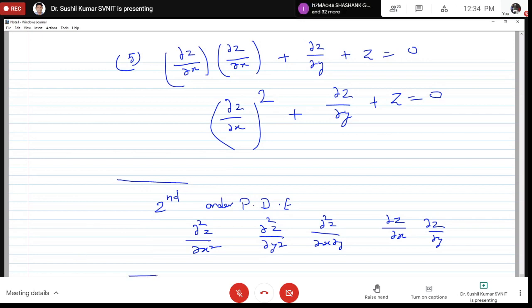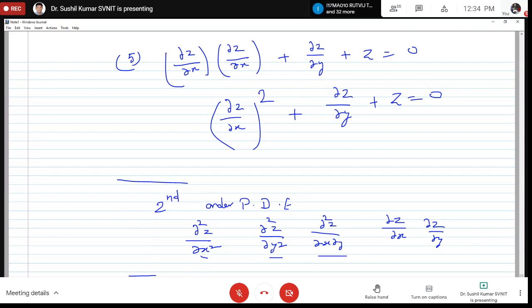In case of higher order PD, we will check only for highest order derivative terms. Okay, so we'll check only the linearity of these 3 terms. We'll not check the linearity of these 2 terms.